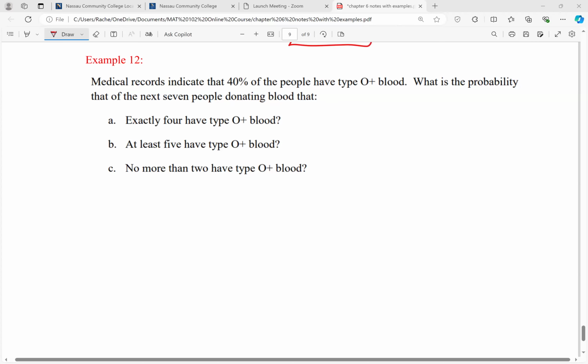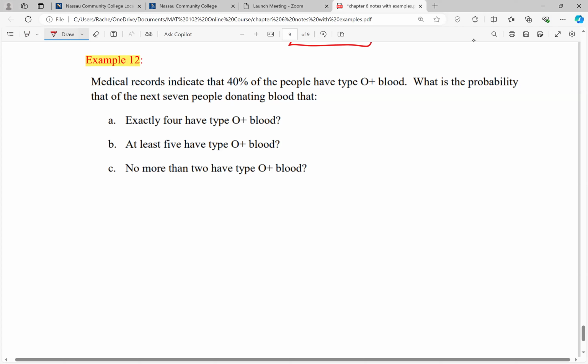All right, so this is really the last example in chapter 6. So this is going to be the last video, the last lecture of chapter 6, I promise. Example 12. So let's do one more binomial example just to make sure we're really okay with this concept.